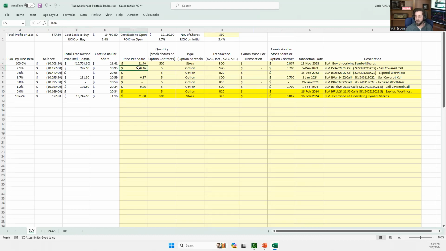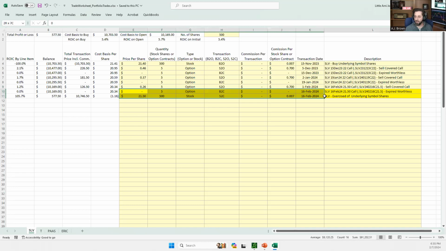And then the first month, December 5th, we sold our premium, 46 cents an option share. We sold five contracts and it expired worthless. We did it again January 2nd, 37 cents a share. And then on the third Friday, it just expired worthless. We didn't have to do anything. So this is like one transaction, one trade per month, right? February 1st, we did it again.